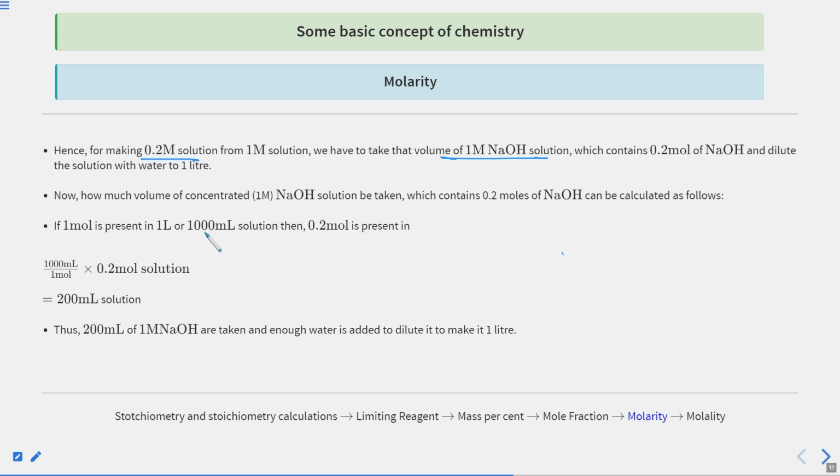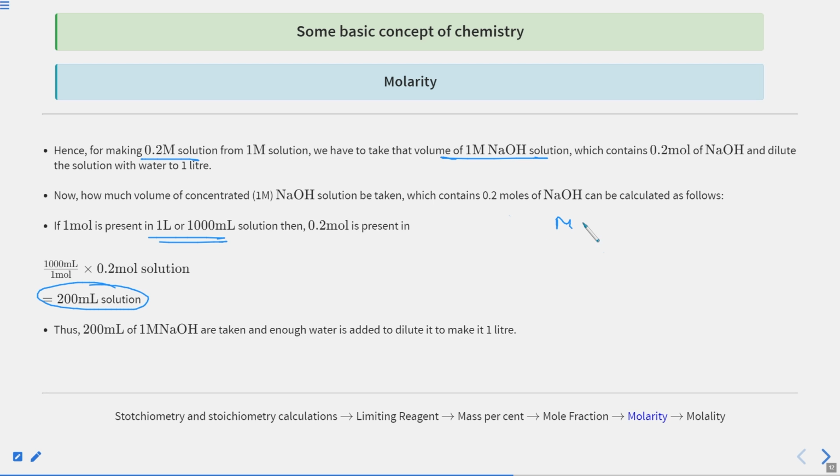Or similarly you can calculate. If 1 mole is present in 1 liter or 1000 milliliter solution, then 0.2 mole is present in 1000 milliliter divided by 1 mole into 0.2 mole solution, or you can say 200 milliliter solution. That's what I want to say to you.